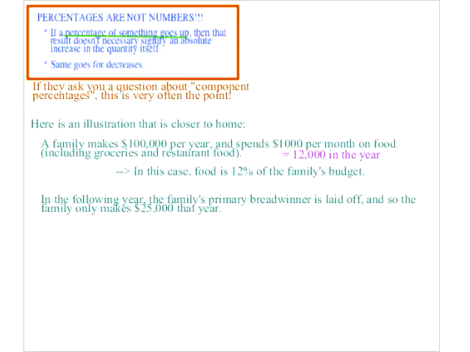And so they only spend $500 per month on groceries, on food. Well, we have an obvious decrease in the amount of money spent on food, but if you look at percentages, look at what happens. In this case, you have a total of $6,000 on food out of $25,000. So that's 24% of the budget now.